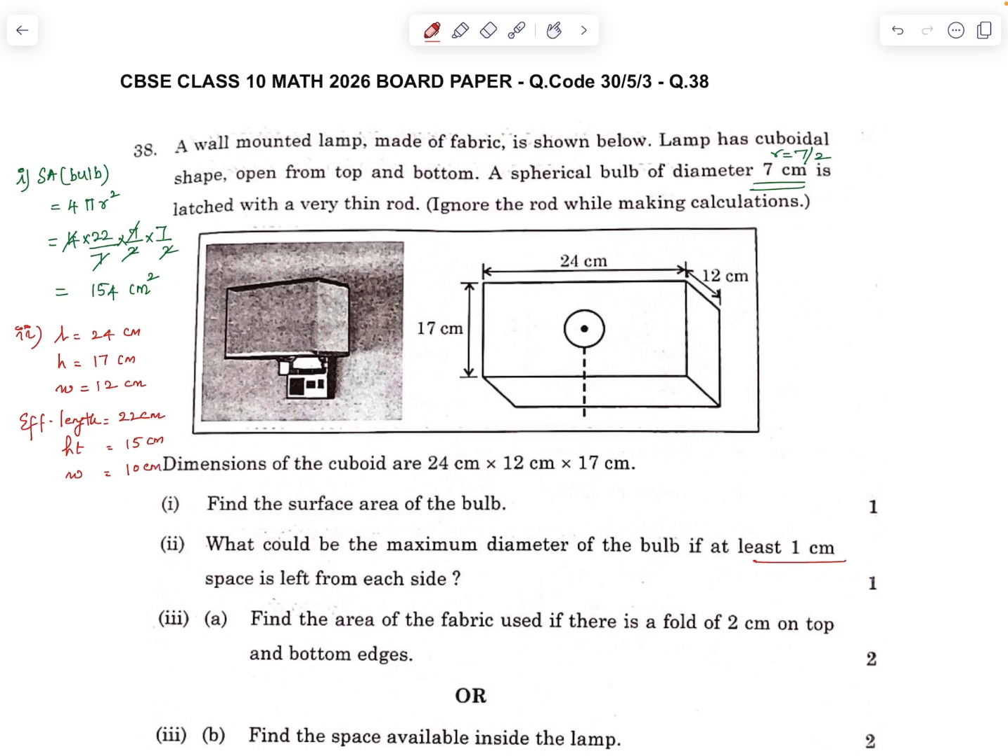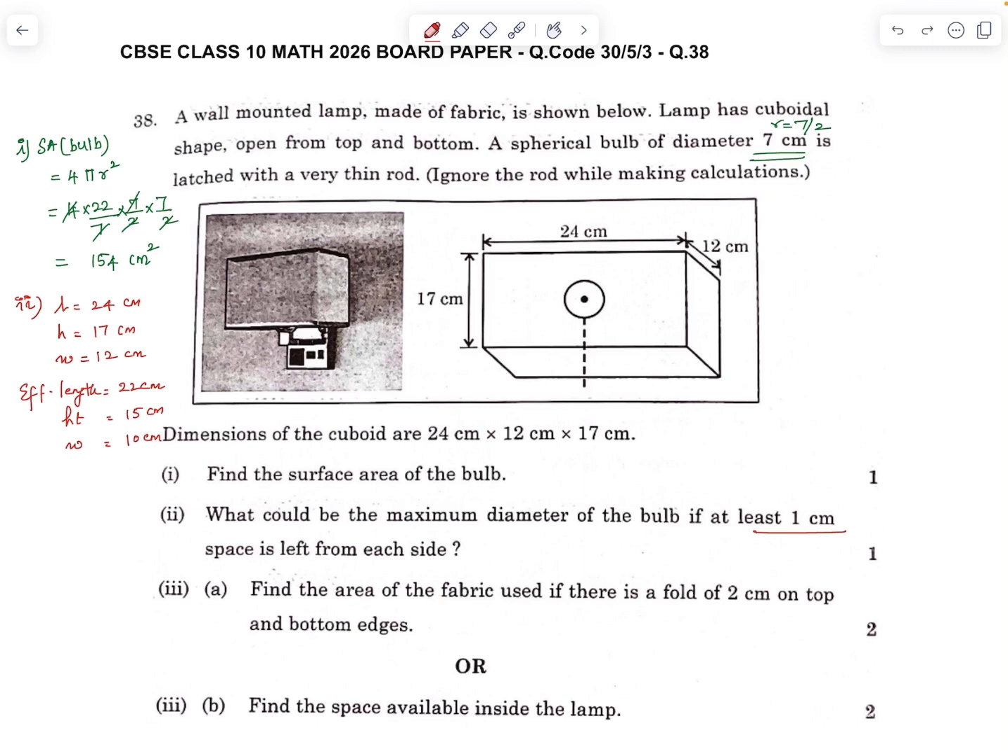Out of these three, we have to choose the dimension for the bulb. Suppose we choose a bulb of diameter either 22 centimeter or 15 centimeter. It won't fit in width-wise because width is only 12 centimeter. So 22 centimeter diameter and 15 centimeter diameter is not at all possible. So only possible option is a bulb of diameter 10 centimeter. So maximum diameter of the bulb is 10 centimeter.